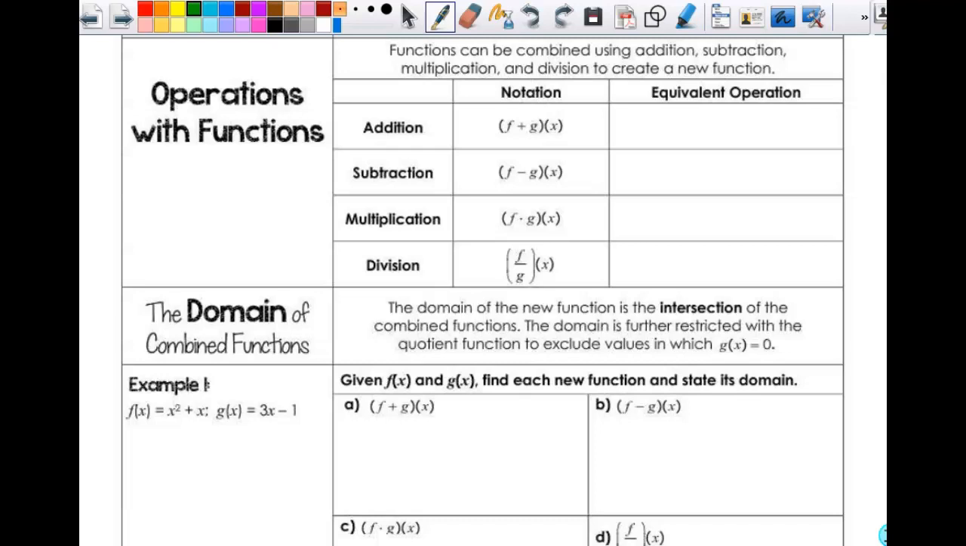So functions can be combined using addition, subtraction, multiplication, and division to create a new function. So there's two different types of notation. If I'm going to add the two functions, f of x and g of x, I could say (f plus g)(x), or another way to write it would be f of x plus g of x. They mean the exact same thing.